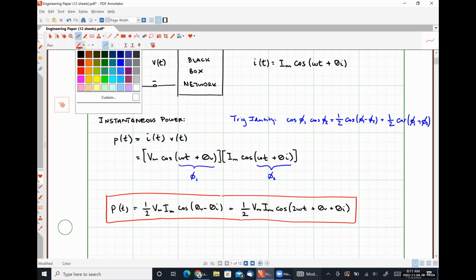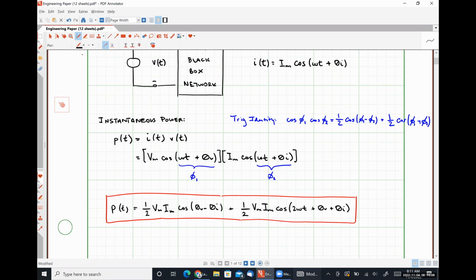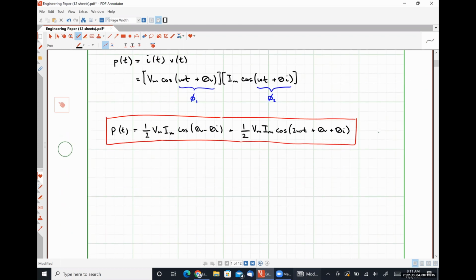So before we move along to those special cases for resistors, capacitors, and inductors, I want to look at what this waveform looks like as a function of time, okay? So here is our time axis. Here's our instantaneous power on the y-axis, okay?